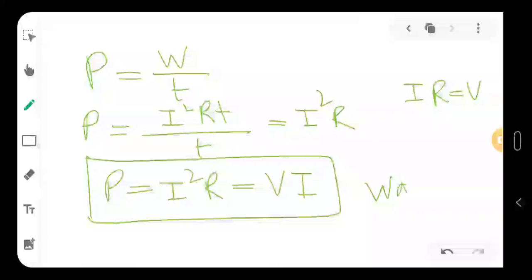Okay, so what is the unit of this power? The power is denoted in watt generally. Then you have horsepower, and then you have more units also, which we will come to slowly. Till now this much is important.